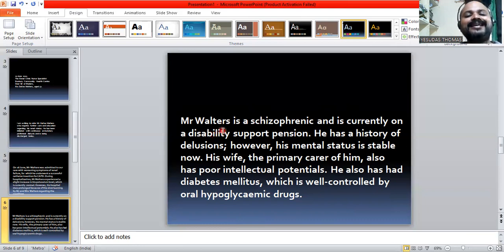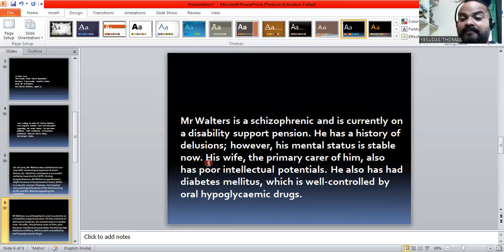Mr. Waters is schizophrenic. He's not mentally stable, and he is currently on a disability support pension. Because you are writing to a community support nurse, you have to write this. So you just don't conclude with schizophrenic. I need to give additional information. As you're writing to a community nurse, you have to say that he is receiving a disability support pension. It's important for a community nurse specialist. It's needed. He has a history of delusions.